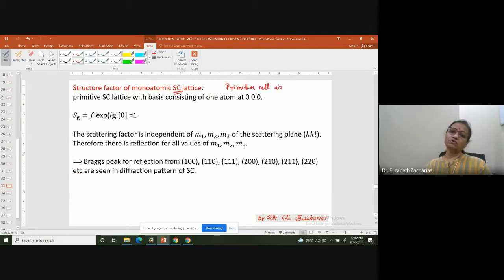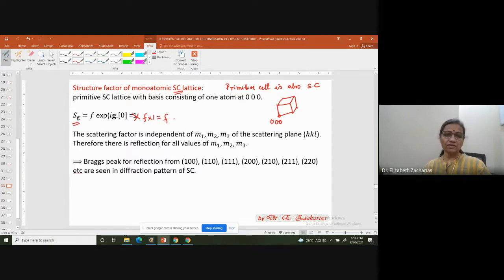Primitive cell is also simple cubic. And where is the atom located? There is only one atom per basis, and it is located at the origin, 0, 0, 0. That means your structure factor is now going to have only one term, f into exponential of ig dot 0. You know exponential of 0 is 1. Therefore, this will be equal to f. F into 1, f.